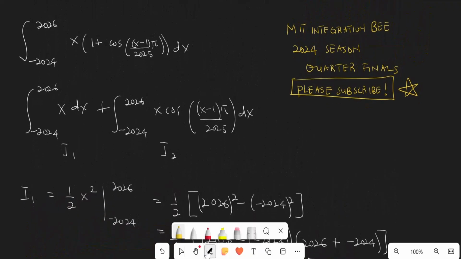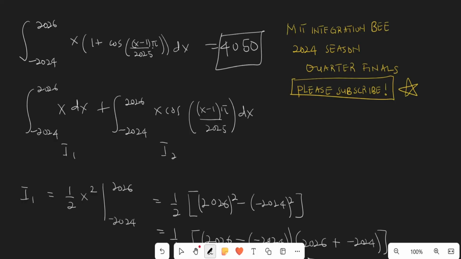So this one here evaluates to 4050, because the second integral is 0 and this is 4050. Yeah, so that's how we solve this integral.